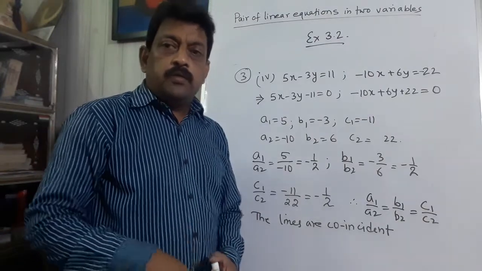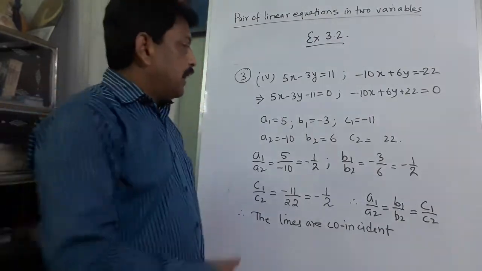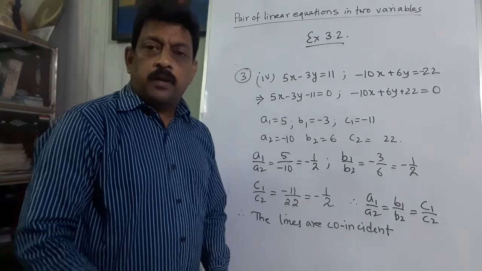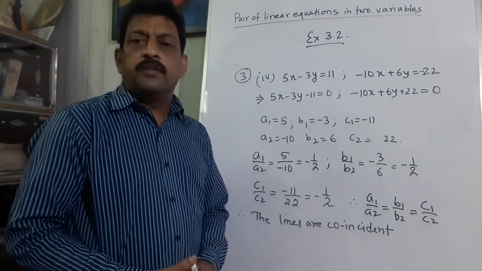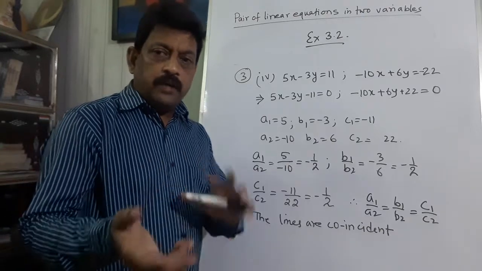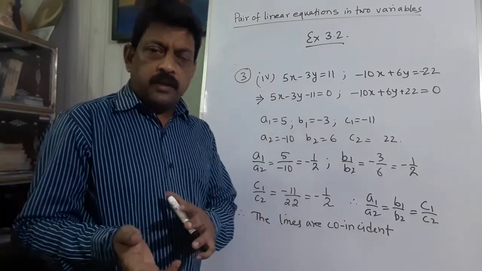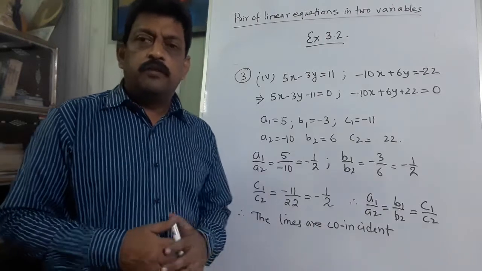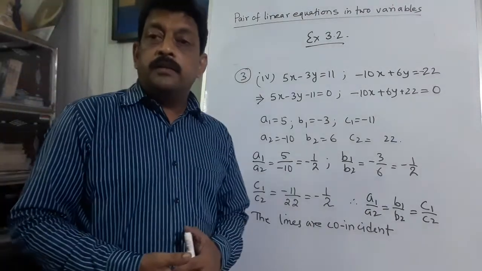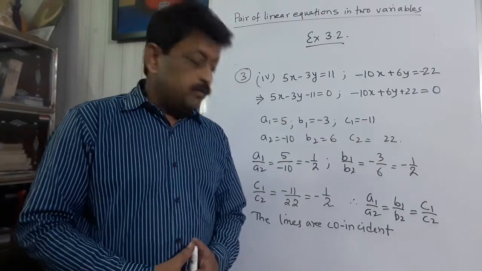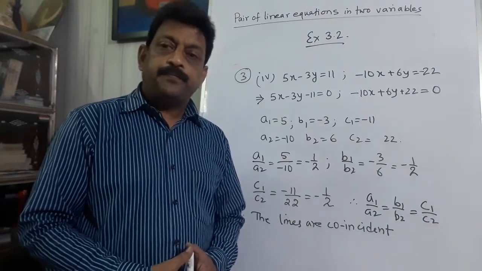So in this way we can find the nature of the lines by using the formula. This is the way to find the nature of the lines algebraically. So we have learned both the graphical method as well as the algebraic method to find the nature of the lines. In the next class we'll learn something more about linear equations in two variables.